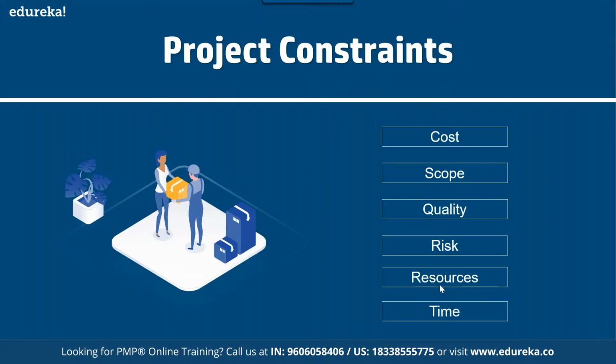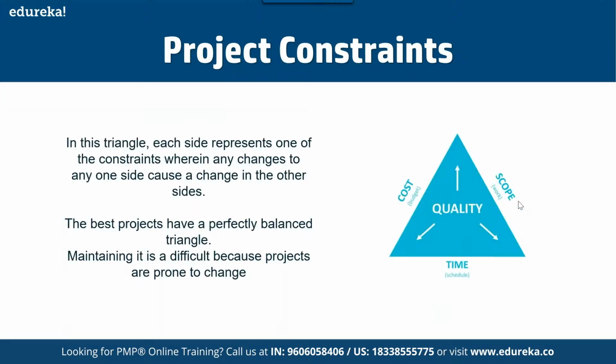Another thing is the resources. You have to think of what all resources you need. Like I said in the beginning, the people, the tools, the manpower, everything is going to be taken care of in the resources, and the time, the timeline which is required to build the project. Now these are the project constraints that we can have, and the same thing is demonstrated in the next slide. So in this case, you have the cost, scope, and the time.